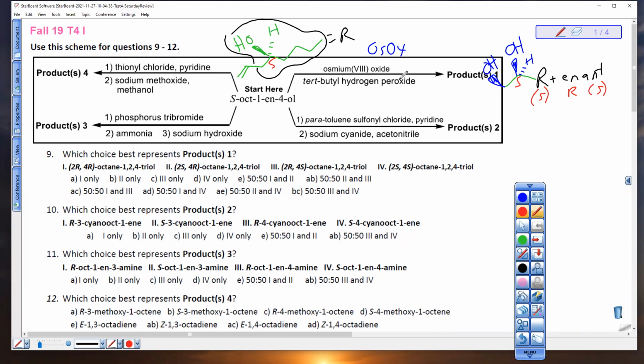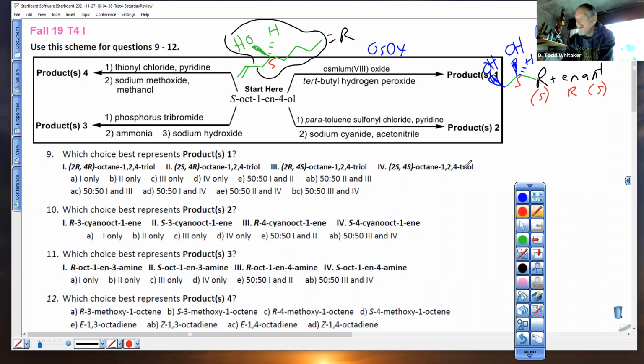Oh, I see. So we're looking for molecules that have 1, 2, and then carbon 4 is still an alcohol. So 1, 2, 4 triols are all across here. We're going to have SS, and that's S on carbon number 2, and this is number 4, the old one. So SSRS, we have RS, and we have SS. So it'll be a 50-50 mix of 3 and 4. So that's your answer there.